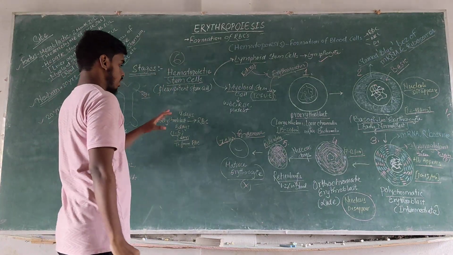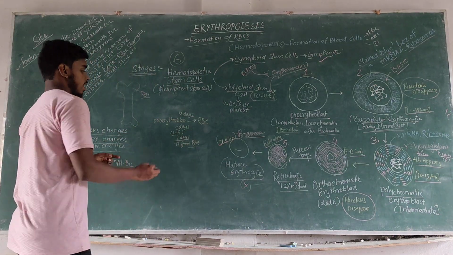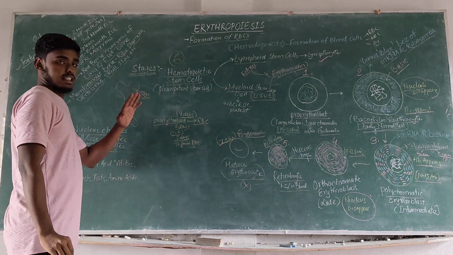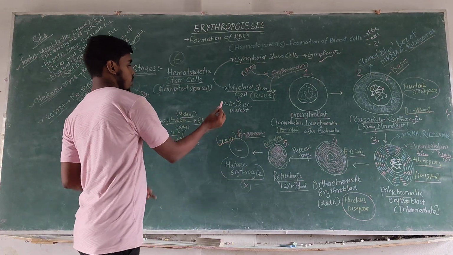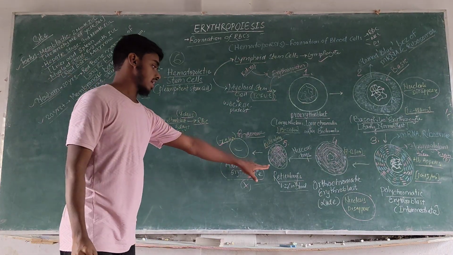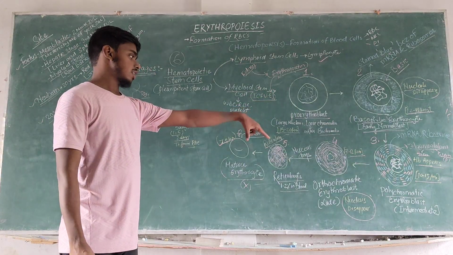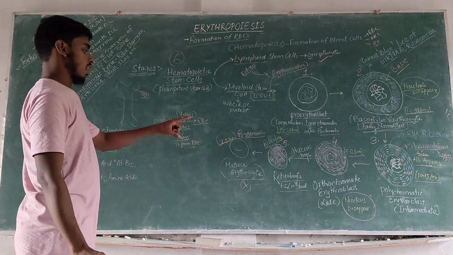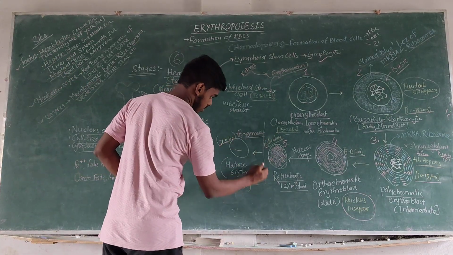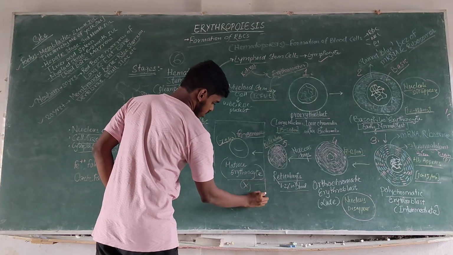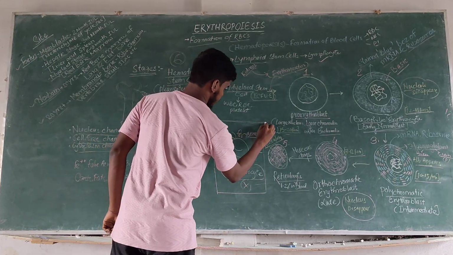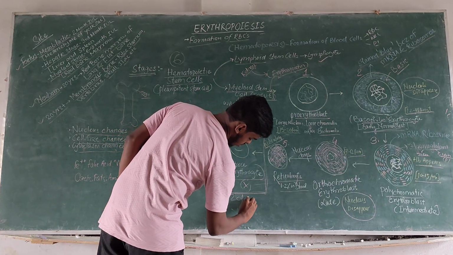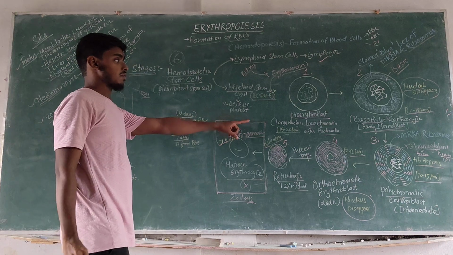The important phenomena we have seen here, and generally it takes 7 days to complete from pro-erythroblast to RBC. From the first stage, the pro-erythroblast, to reticulocyte, the 5th stage, these 5 stages generally take 5 days. And the last 2 days are taken for maturation of RBC.